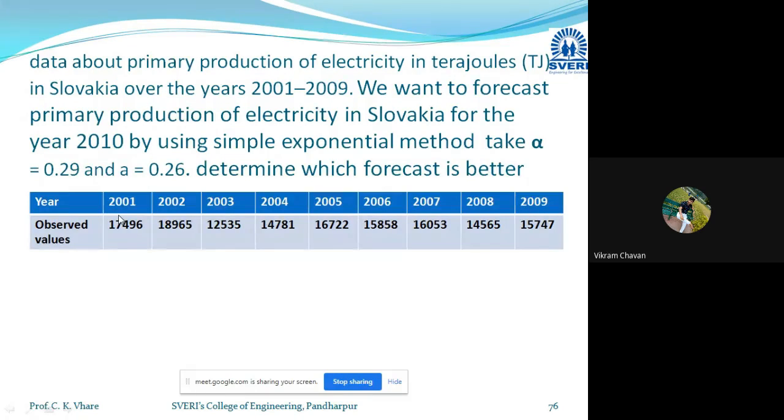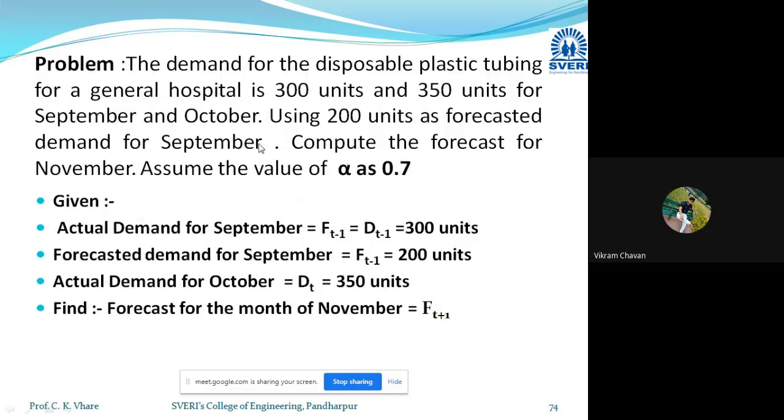Okay, so first of all here, we want to start the forecasting from the year 2001. To calculate the further forecasting, we need the initial forecasting. As we know that in a previous problem, the September month 300 units is the actual demand, and 200 units is the forecasted demand. So two values are available in the problem, and it is given data.